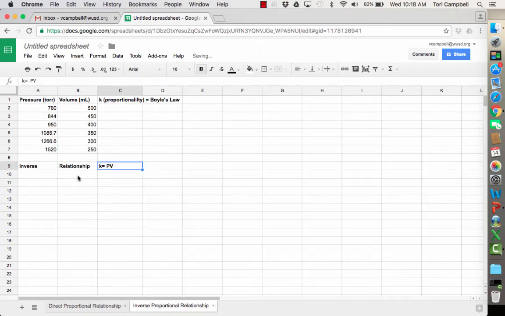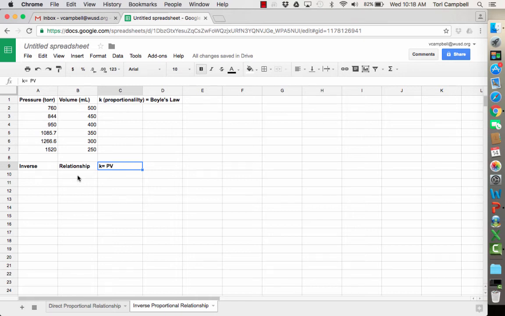The second relationship is the inverse relationship. An example of this would be Boyle's law, which is a gas law. So gas laws determine the behavior of gases, and specifically for Boyle's law, the relationship is between pressure and volume. So it's considered the pressure-volume law.